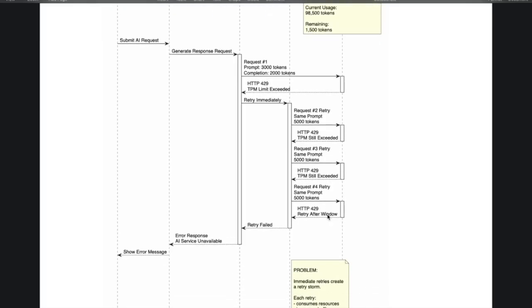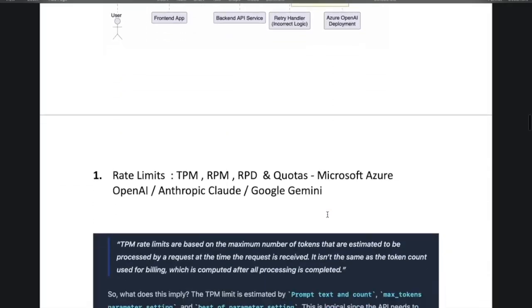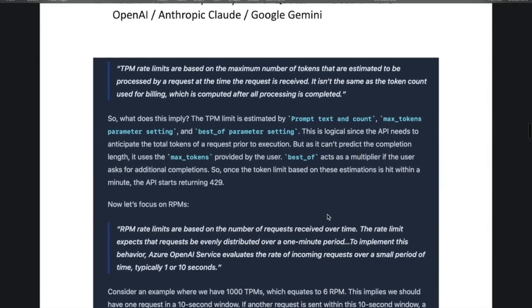If you don't understand what TPM is, there are different quotas as well. You can just hit, oh, let's increase the quota, but that will not solve the problem. Oh, let's increase TPM, that will not. RPM, no. You have to understand the definitions first to solve it, right? So let's go over the definitions.